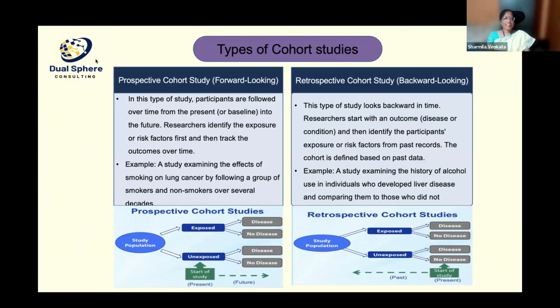Both designs have strengths. Prospective cohorts give cleaner data. Retrospective cohorts are faster and cheaper, but rely on existing data quality. Go to next slide, Rich.